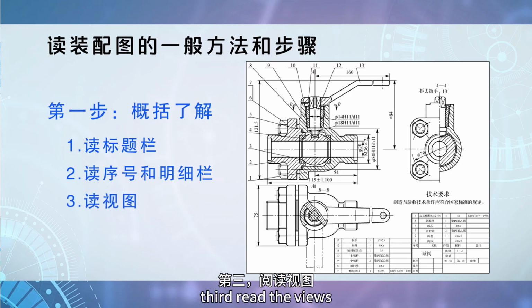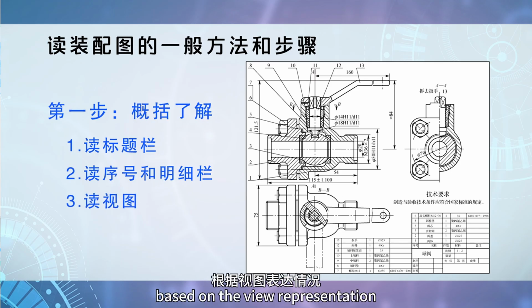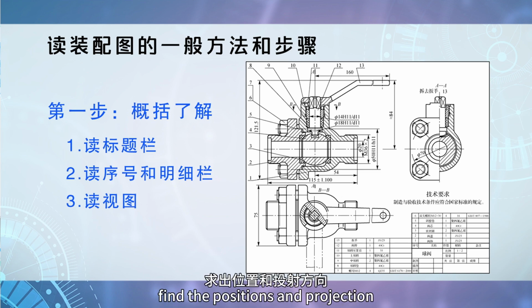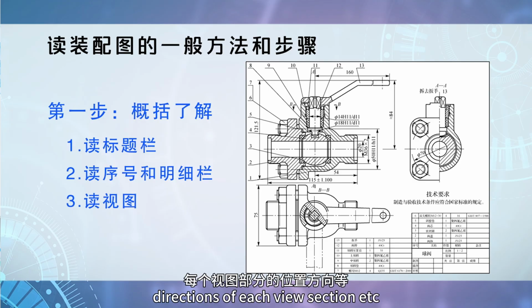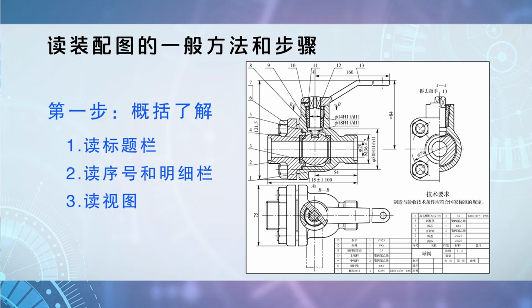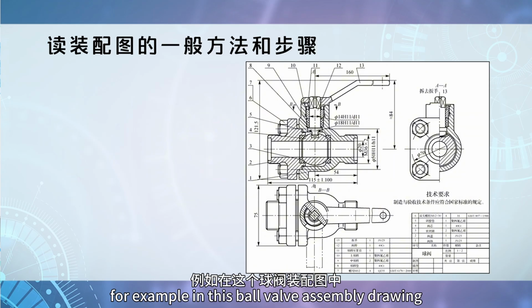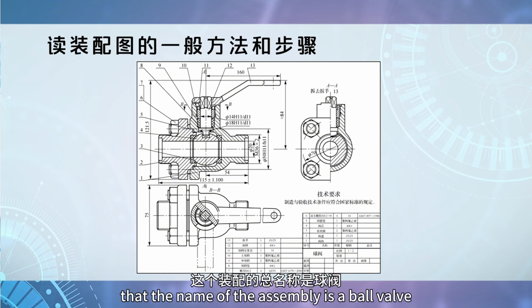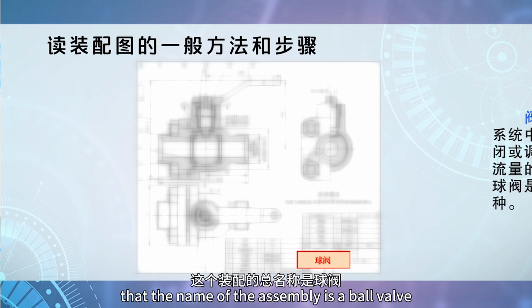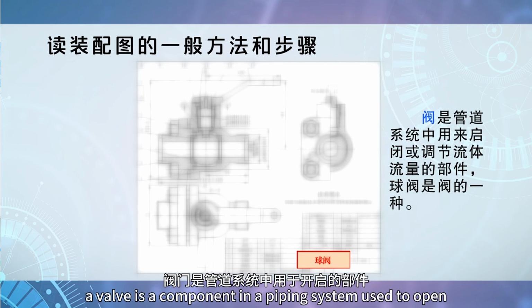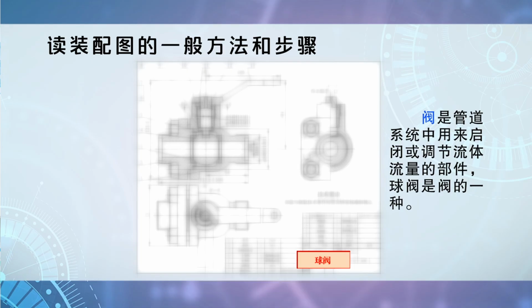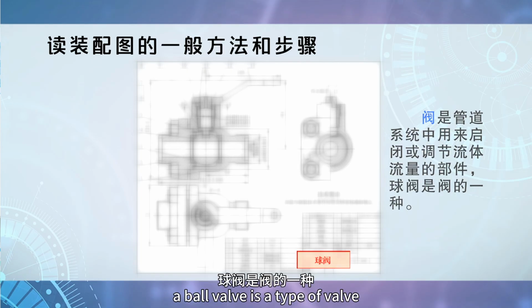Third, read the views. Based on the view representation on the assembly drawing, find the positions and projection directions of each view, section, etc. For example, in this ball valve assembly drawing, from the title block, we can know that the name of the assembly is a ball valve. A valve is a component in a piping system used to open, close, or regulate the flow of fluid. A ball valve is a type of valve.